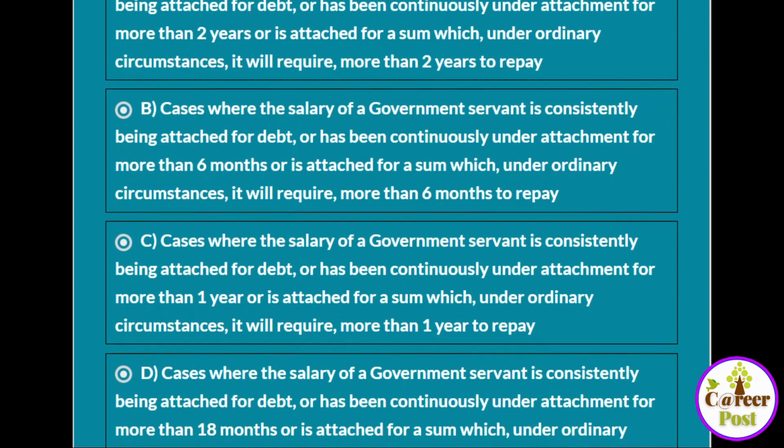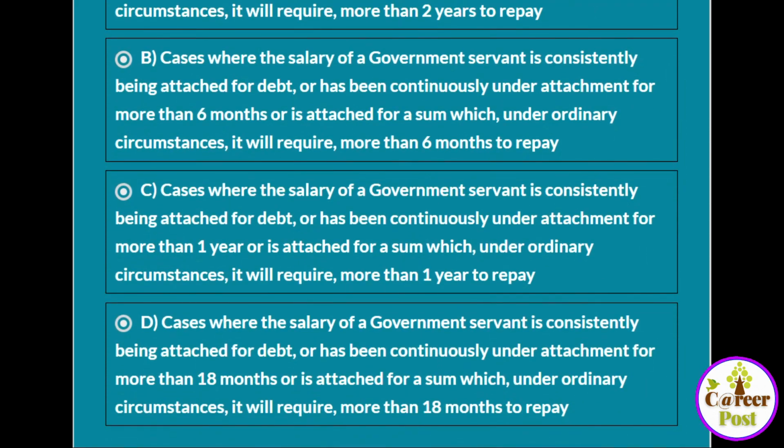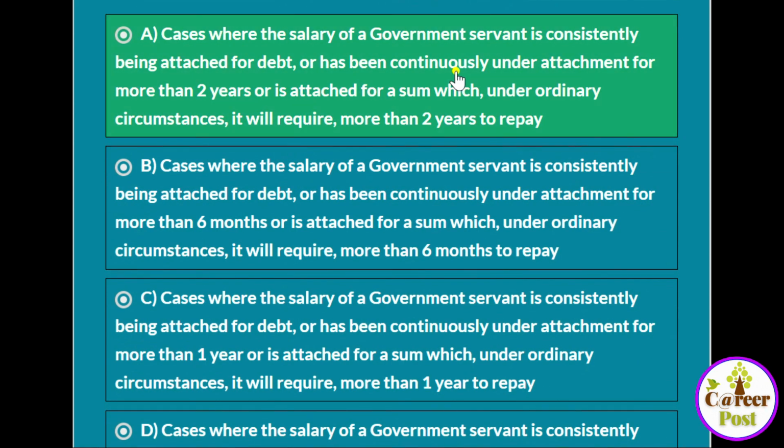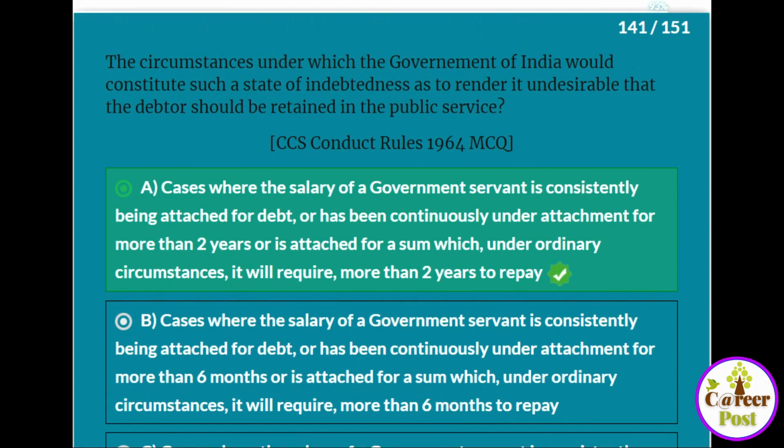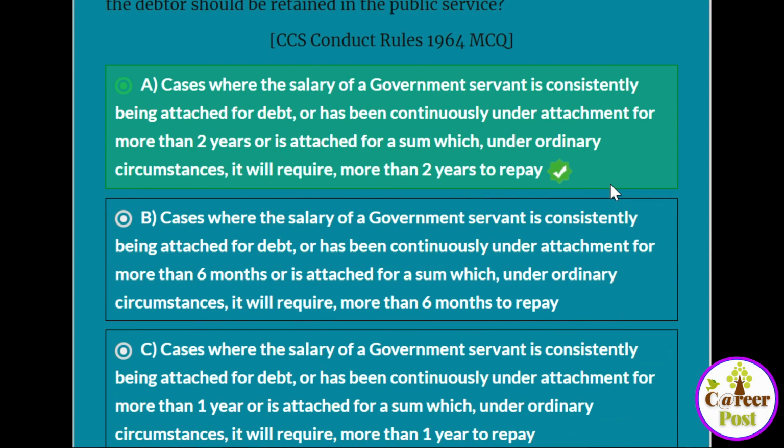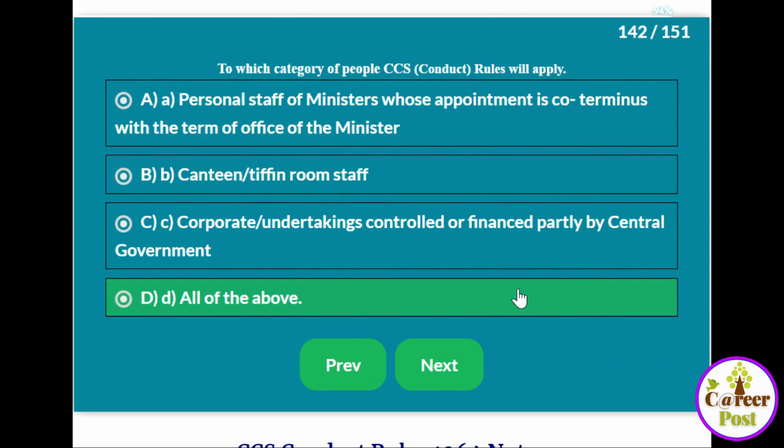C is more than 1 year to repay, and D is more than 18 months to repay. The answer is more than 2 years to repay. If it is more than 2 years to repay, it will be treated as undesirable in public service. To which category of people will CCS conduct rules apply?